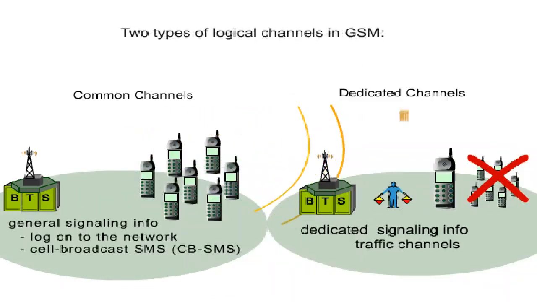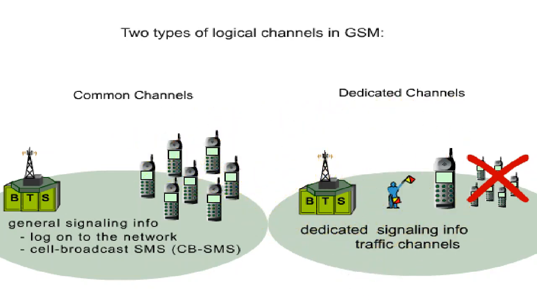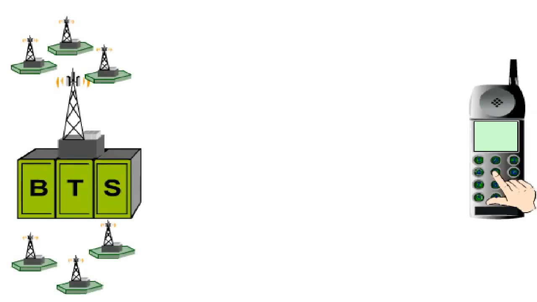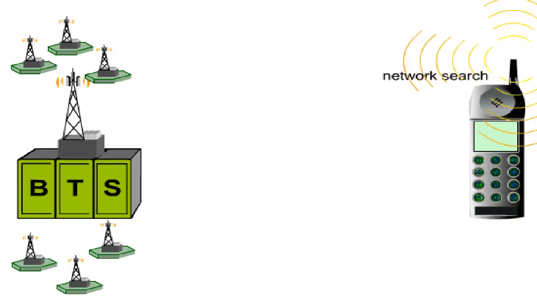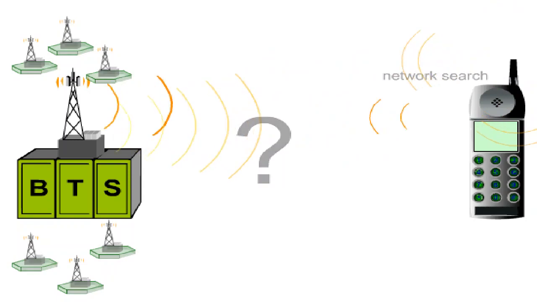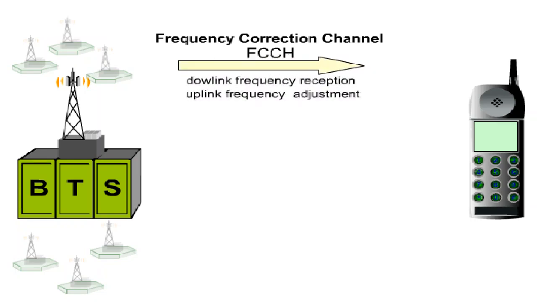To understand the tasks of the individual logical channels, we'll now look at how a mobile station logs on to the network. After the subscriber has switched on his mobile station and typed in his PIN code, the mobile station searches for a network. But how does it log on to the network the subscriber is registered with? For this purpose, the BTS sends out the frequency correction channel, FCCH, at short, regular intervals, to help the mobile station find a frequency for downlink reception and adjust its frequency oscillator for the uplink transmission. To do so, it picks out the strongest received signal.